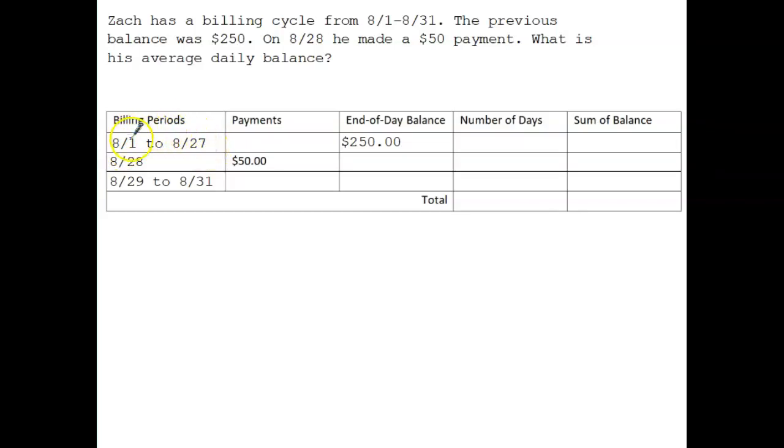And it's not 26, because if you take 27 minus 1, then that's not including this first day here, and we need to include every day from the 1st all the way through the 27th. So that is 27 days.